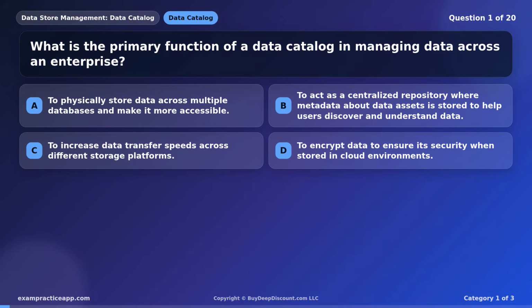Question 1. What is the primary function of a data catalog in managing data across an enterprise? Option A. To physically store data across multiple databases and make it more accessible. Option B. To act as a centralized repository where metadata about data assets is stored to help users discover and understand data. Option C. To increase data transfer speeds across different storage platforms.